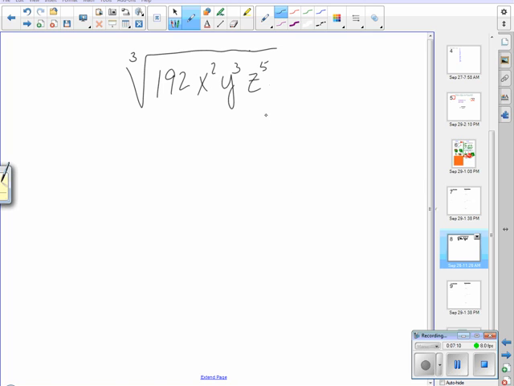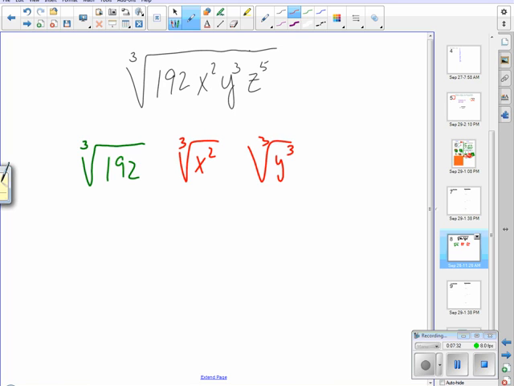This last problem we'll look at is a cube root. Well, it's the numbers that are going to be different on a cube root. The variables work the exact same way regardless of what root you have. So let's look at the numbers part first. I'm going to split this up. It's the cube root of 192, and I'm going to create a separate radical for each variable. Cube root of x squared, cube root of y cubed, and the cube root of z to the 5th.